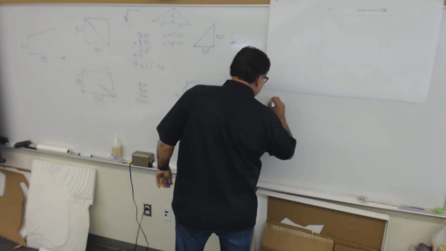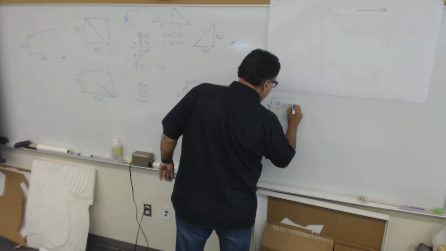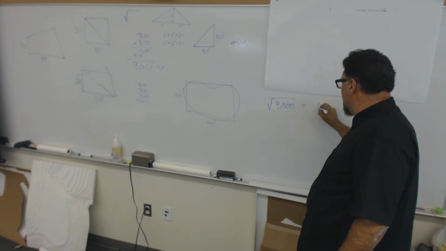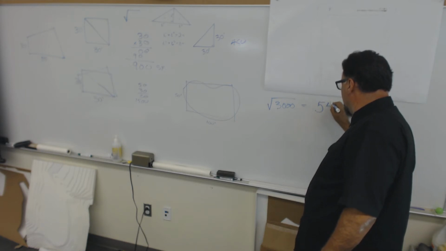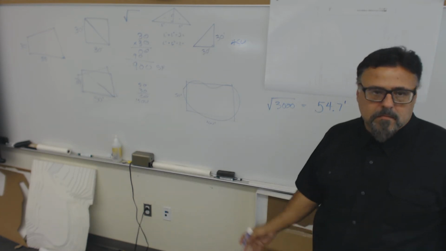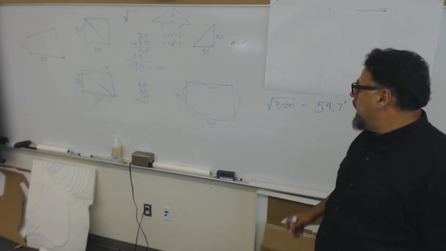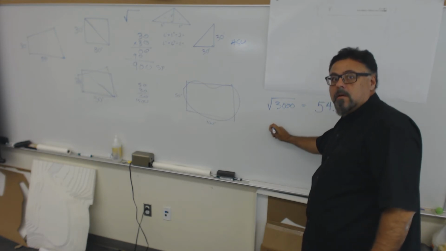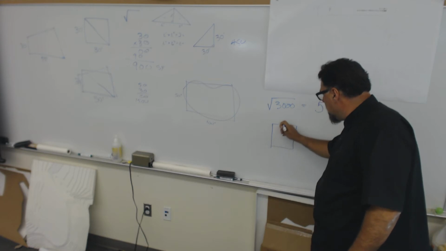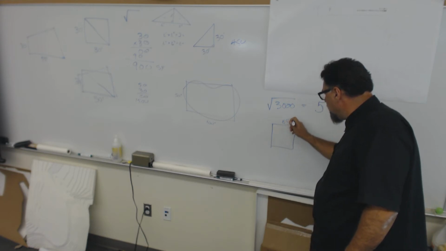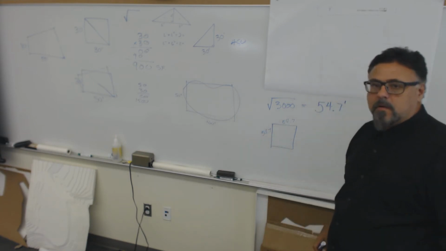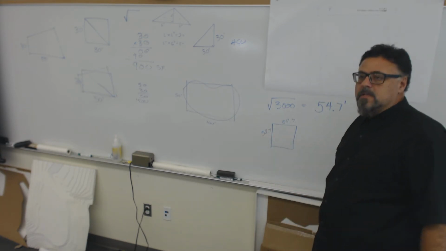So the square root of 3,000 equals what? 54.7 feet. Okay? So that gives us a square. I'm hoping you can see that. So a square that is 54.7 by 54.7, right, is going to give us 3,000 square feet.